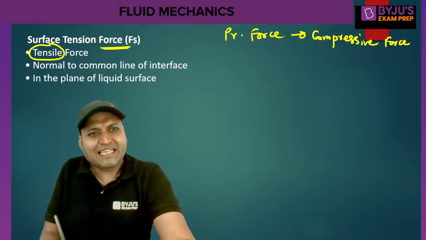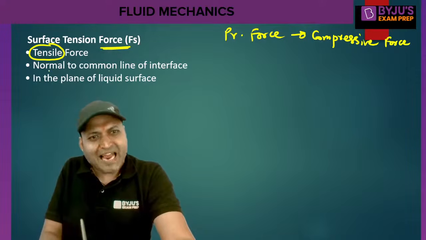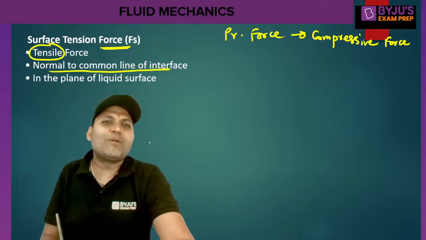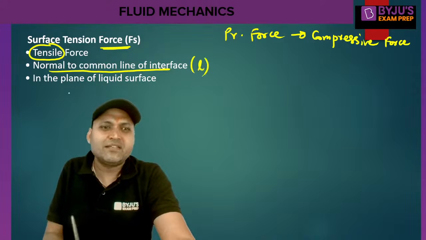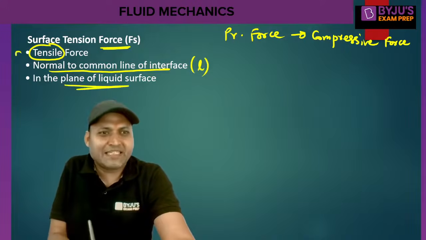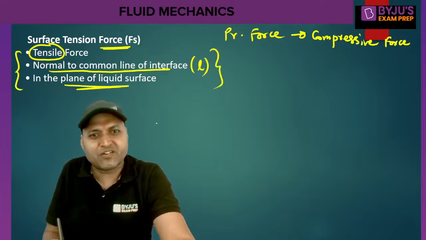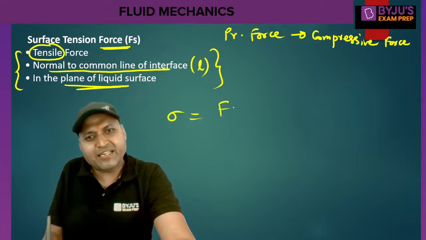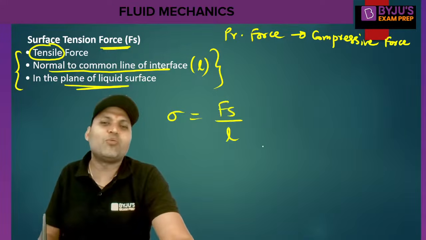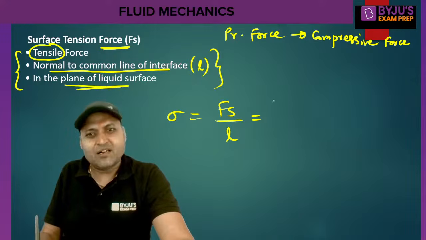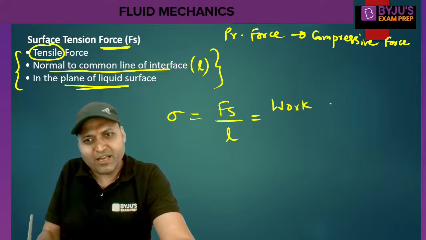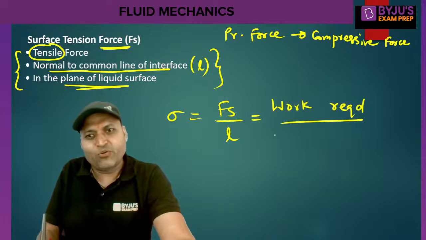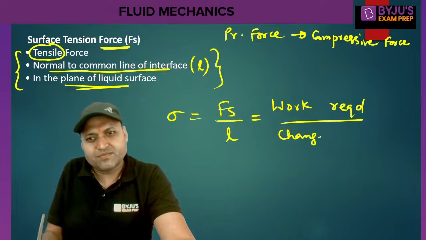Surface tension force is tensile, which is acting normal to the common line of interface and in the plane of the liquid surface. These are the properties of surface tension force. So sigma can be defined as Fs per unit length of the common interface, or we can write it as the amount of work required per unit change in surface area.